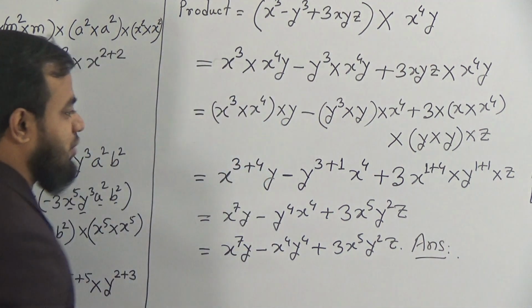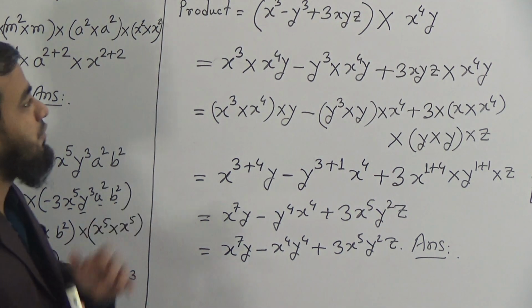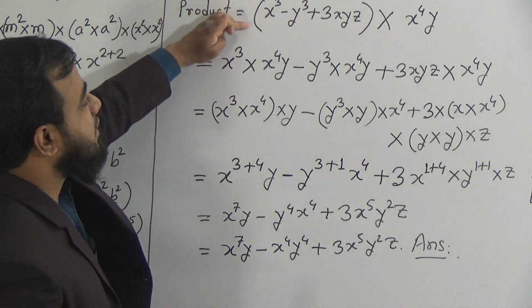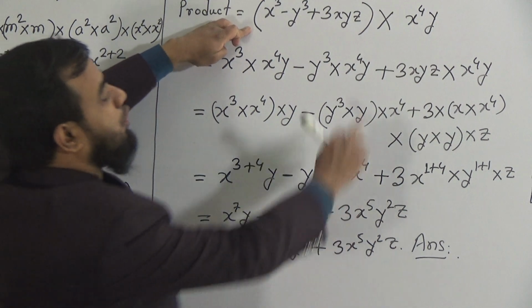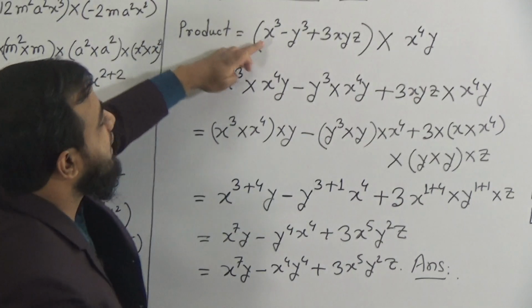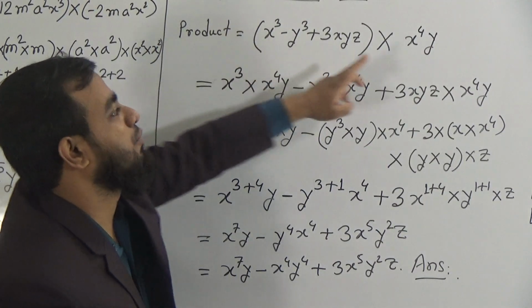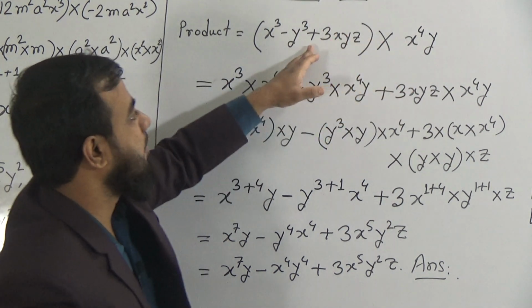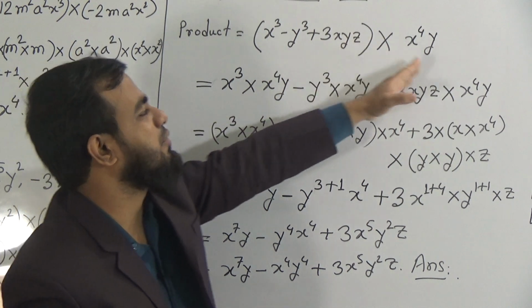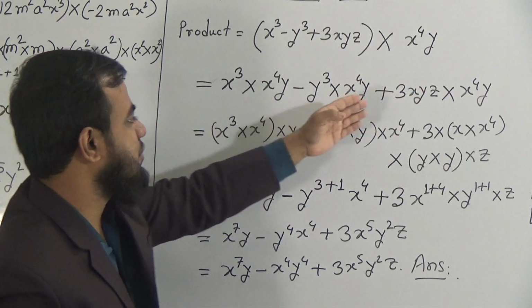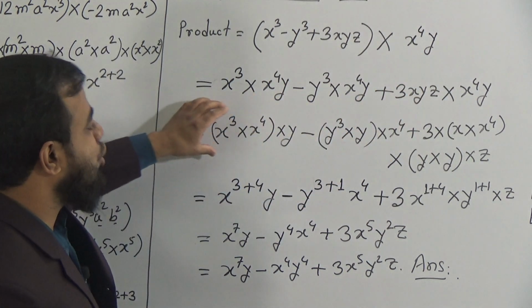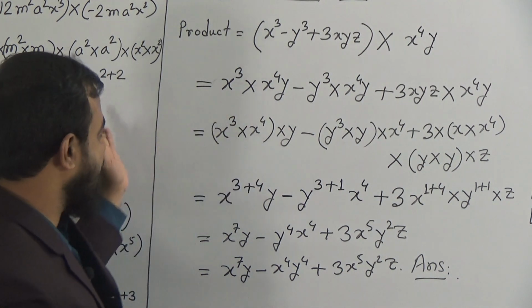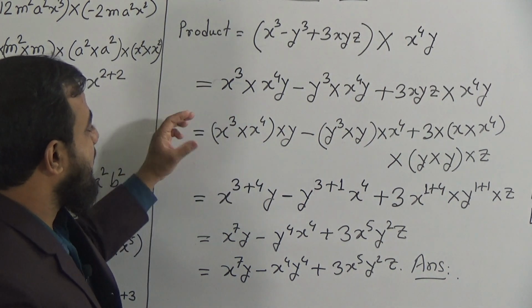I think you have understood. Now I am repeating again, what should we have done in this one? It is a polynomial expression and this is a monomial expression. This means that this x cube is multiplied with that monomial, this minus y cube is also multiplied with that monomial, and plus thrice xyz is also multiplied with the monomial. I write down this one. After that we separate the numerals and the variables like before. After that what should we do?